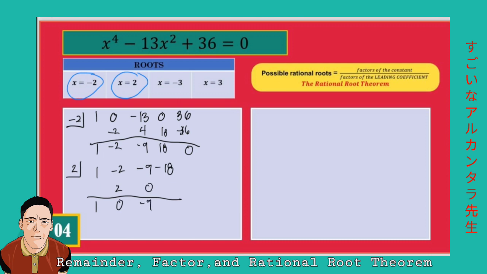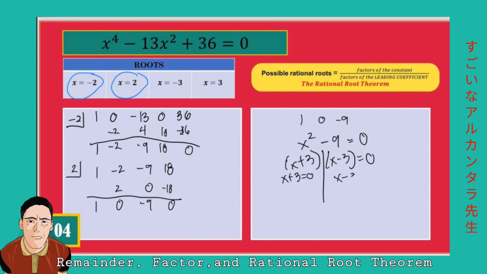Wait. Oh, why is this negative? So sorry. Positive, supposedly. Okay. Negative 18, 0. This one right here is 1, 0, negative 9, meaning x squared minus 9 equal to 0. This is x plus 3 and x minus 3, a difference of 2 squares. Equate to 0: x plus 3 equal to 0, x minus 3 equal to 0. So this is x equal to negative 3, this is x equal to positive 3. So you manage to get your 4 roots.